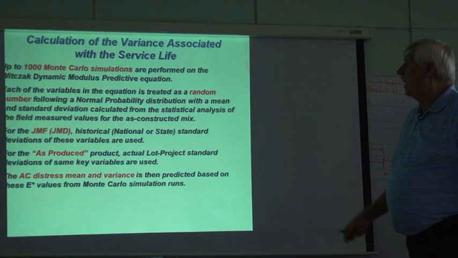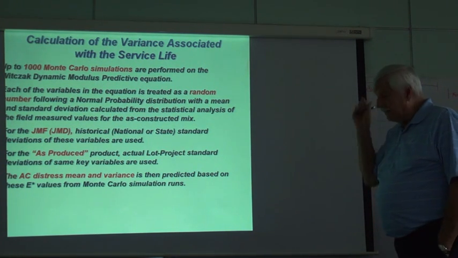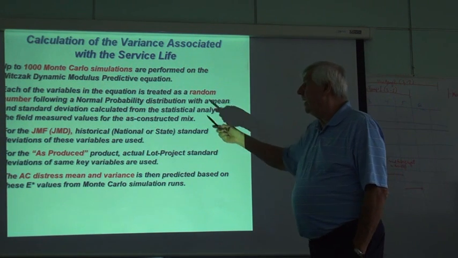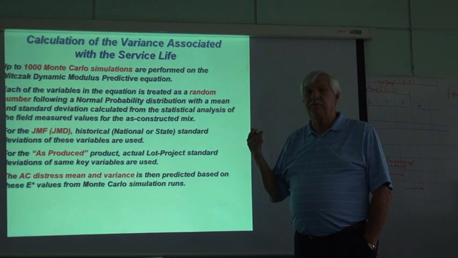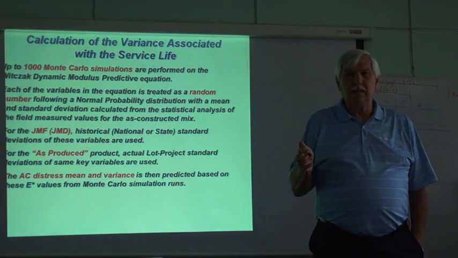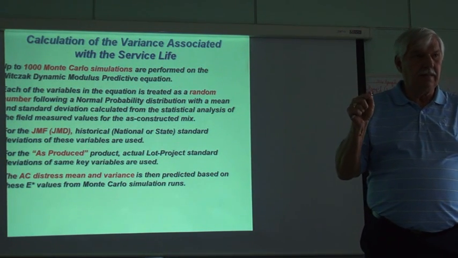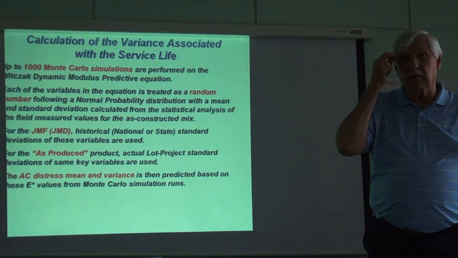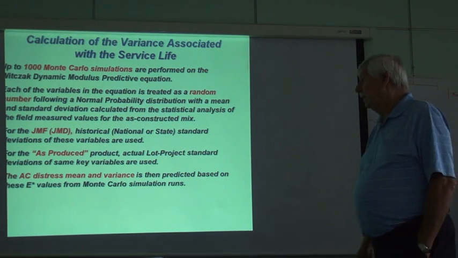Okay, how do we calculate the variance with the service life? To make things short, we'll do up to 1,000 Monte Carlo simulations. It's a brute force approach that takes into account the actual variance of every key variable that will define the performance of the road. Where do I get this information from?